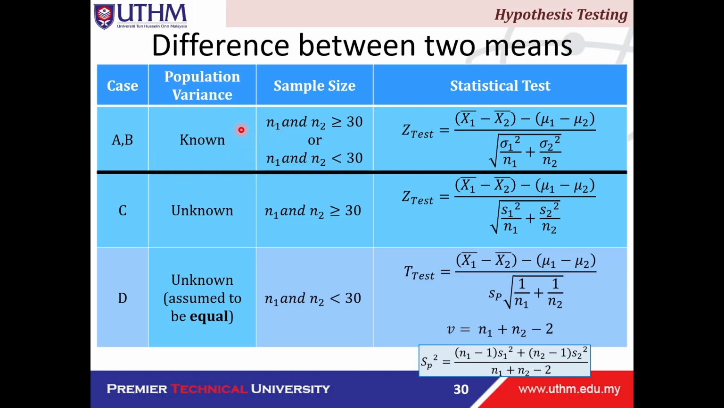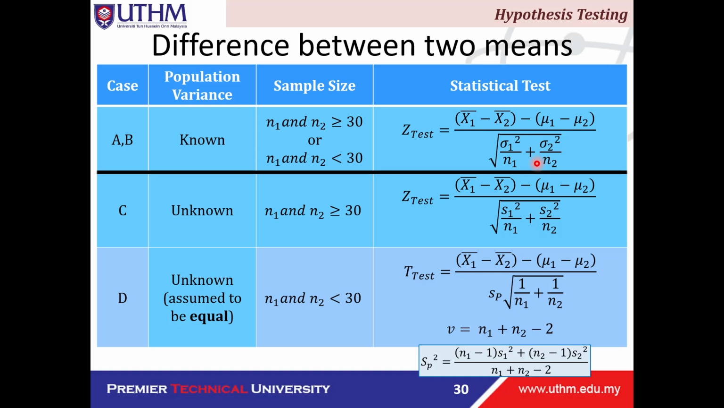Case A is where both sample sizes are greater than or equal to 30, or both sample sizes less than 30. As long as the population variance is known, whether the sample size is greater than or equal to 30 or less than 30, we use the Z test, similar to hypothesis testing for single means. For a single mean, we just don't have the bar 2 and mu 2; you can delete the bar 2 and the mu 2.